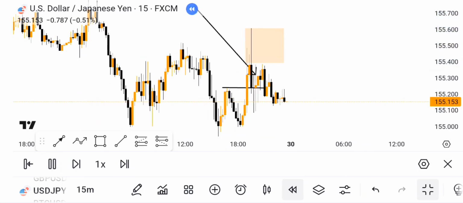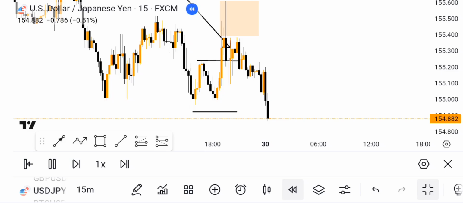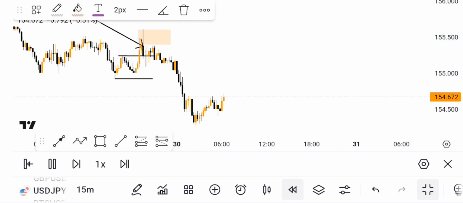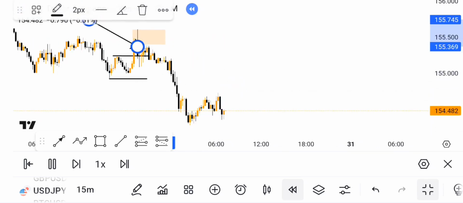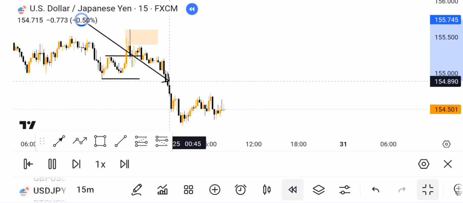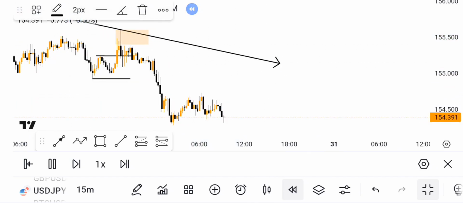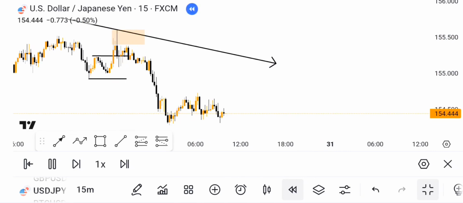So it is very important to understand how these things work, because they show you a lot. Just look at how this movement went all the way from this rejection to here, breaking structure and continuing this downtrend that the market was in prior. So it is very important to understand how momentum works.